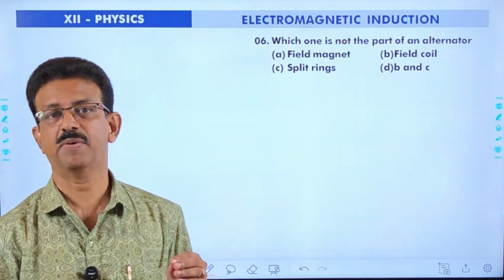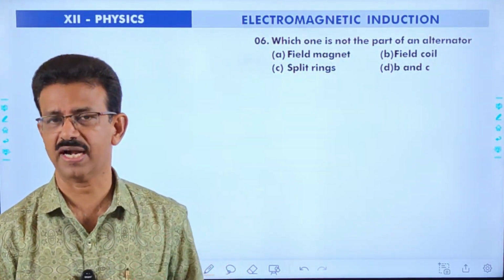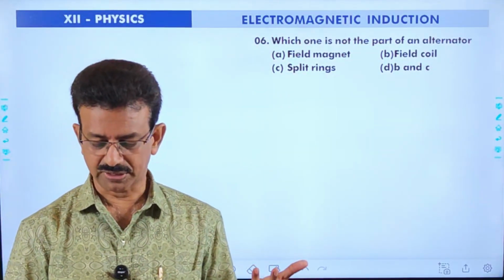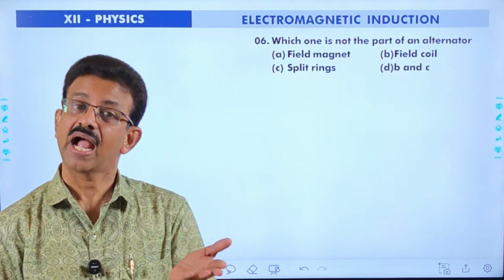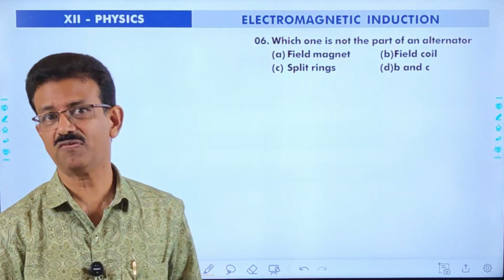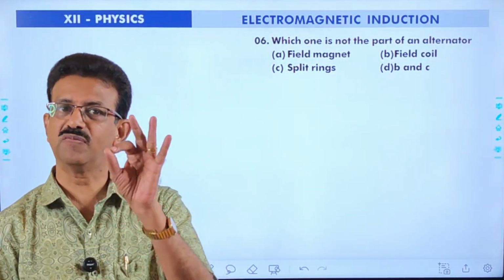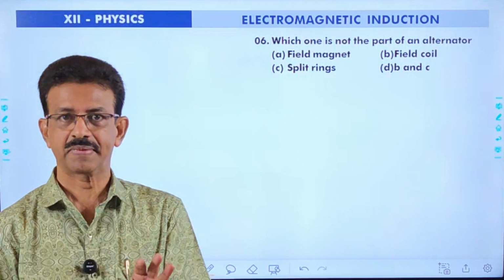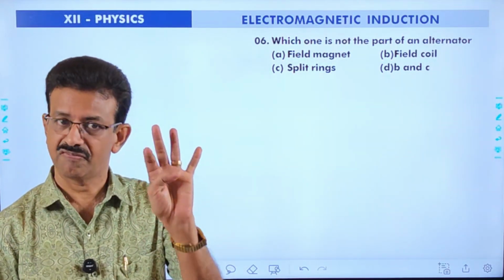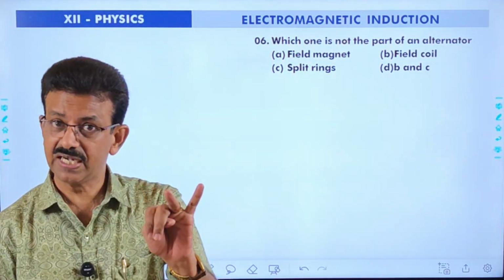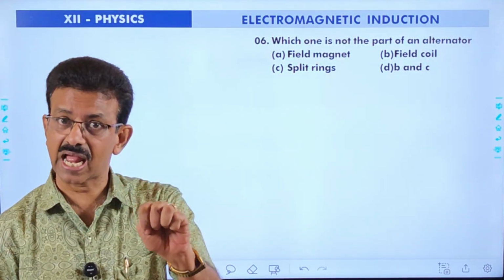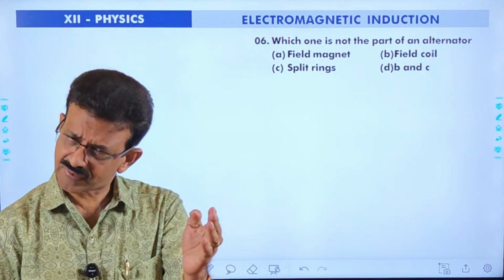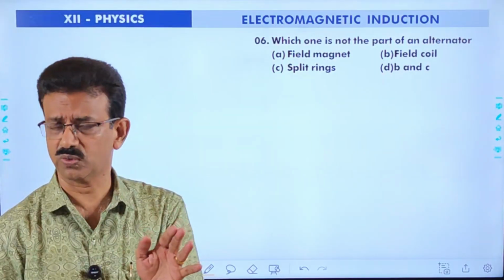Question number 6 is about AC generator or alternator. Sixth question is, which is not a part of an alternator? I will explain which are the parts of an alternator. Different parts of an AC generator are armature coil, field magnets, field coil, slip rings, and contact carbon brushes. And different types of AC generators are also there.